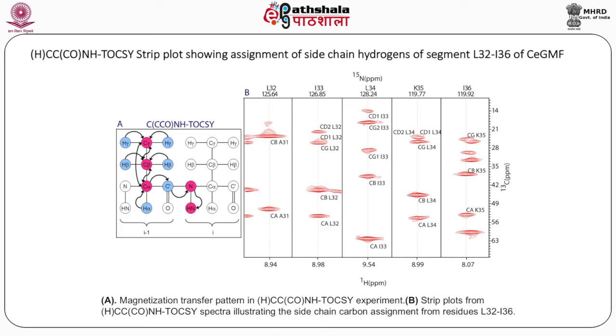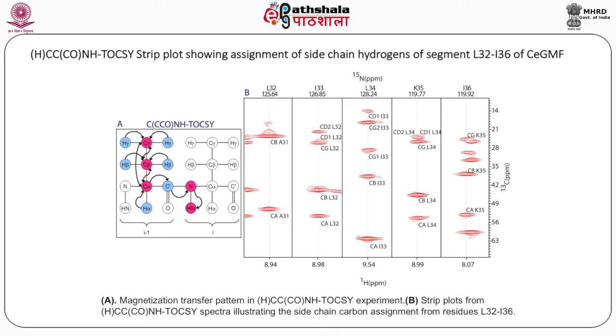But then after that, it is the carbon chemical shifts that are labeled in place of the proton chemical shifts that were labeled in the previous experiments. The rest of the experiment is the same. Magnetization is transferred to the carbonyl and then to its directly attached N, and from there to HN, and that is where it is detected. Again, for simplicity, let us look at the strip of L32, which is taken at a nitrogen chemical shift of 125.64 ppm and a proton chemical shift of 8.94 ppm.